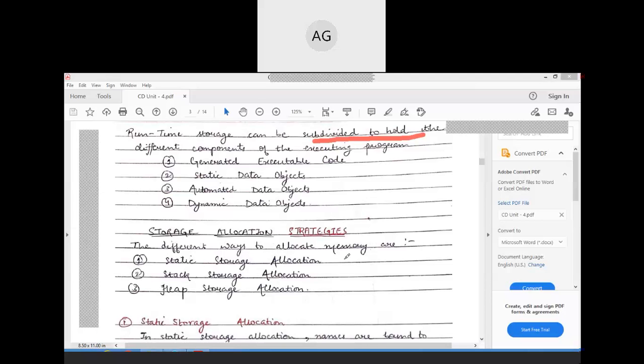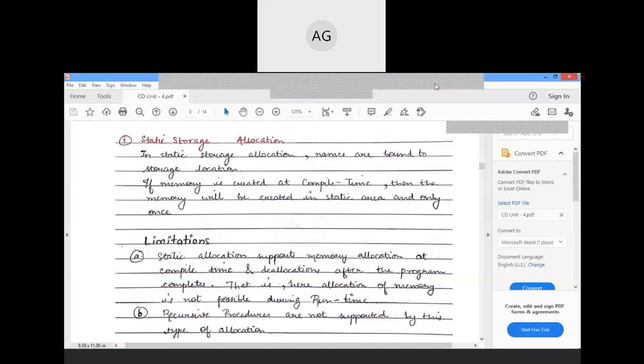So the different ways of allocating memory are: first is the static storage allocation, then the stack storage allocation, and then the heap storage allocation. So let us discuss these storage allocations one by one. First we are going to take the static storage allocation.